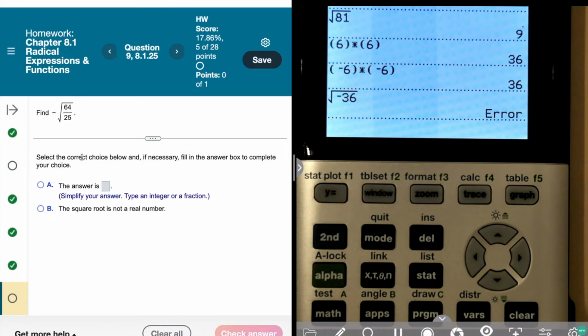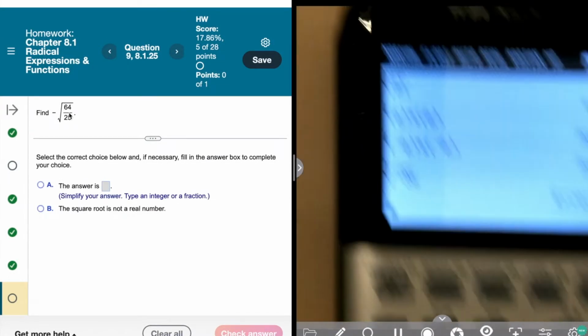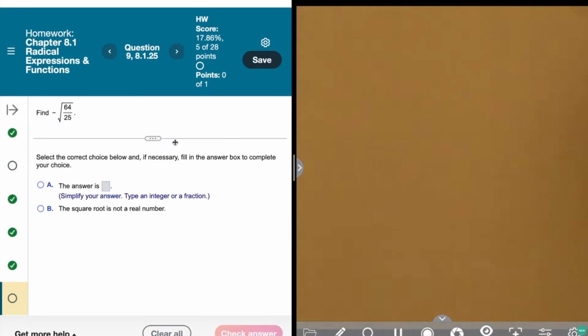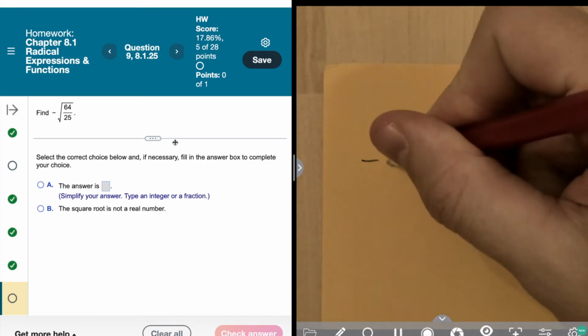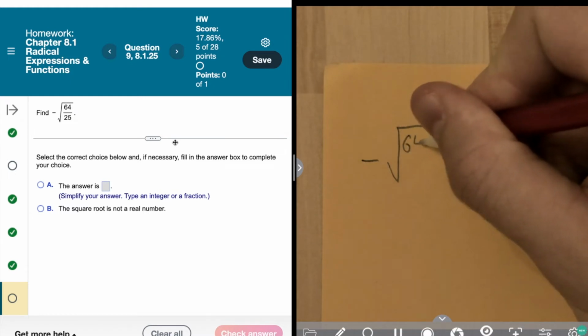Let's see maybe a more complex version of that. Hey, there's a more complex version. So how do you square root fractions? Well, the way you square root fractions is you just square root each part of a fraction. Or in other words, here's an important property of square roots.